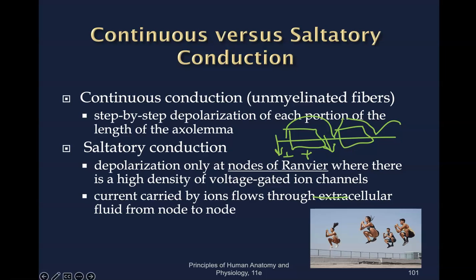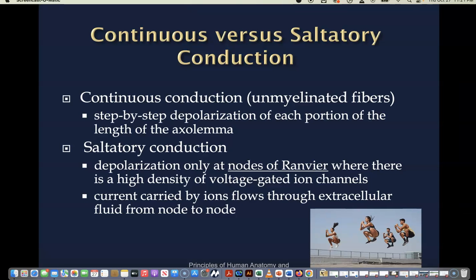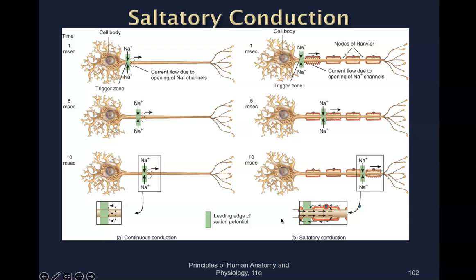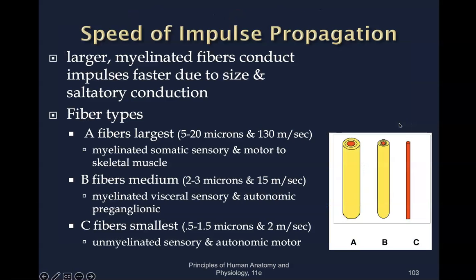It's supposed to actually be intracellular fluid, because we're causing a change in the interior of the membrane here. So sorry, it's supposed to say intracellular fluid from node to node. Okay, so hopefully that helps you make sense of saltatory conduction. This is just showing you that jumping motion of saltatory conduction from node of Ranvier to node of Ranvier.